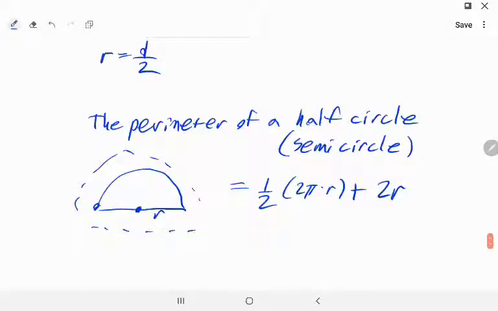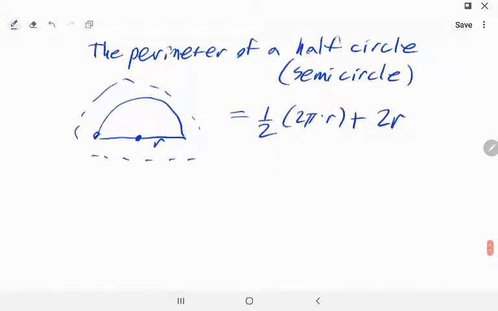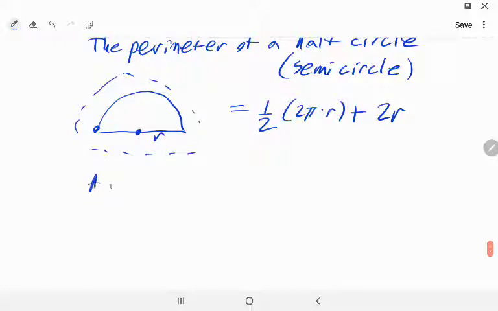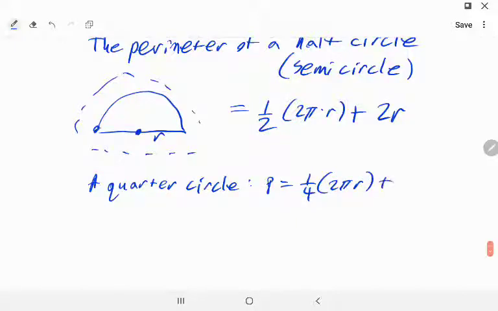And so similarly, if we had a quarter circle, we would get a perimeter of 1/4 of 2 pi times the radius plus 2r again, because we would wind up getting 1/4 of that distance around the circle, but we still have those two straight lines that are both of length r.